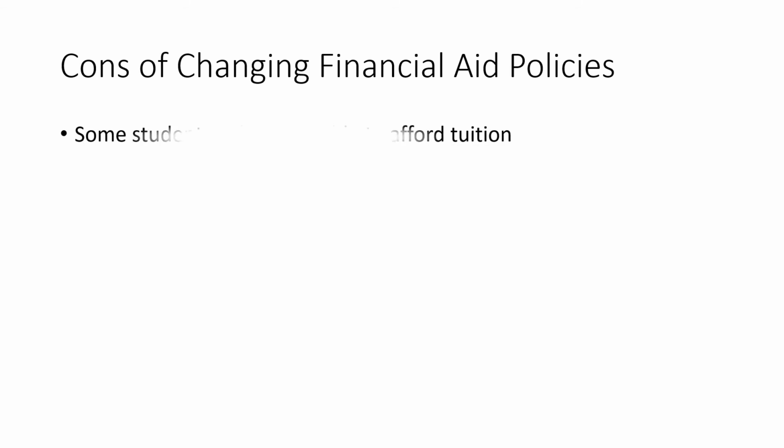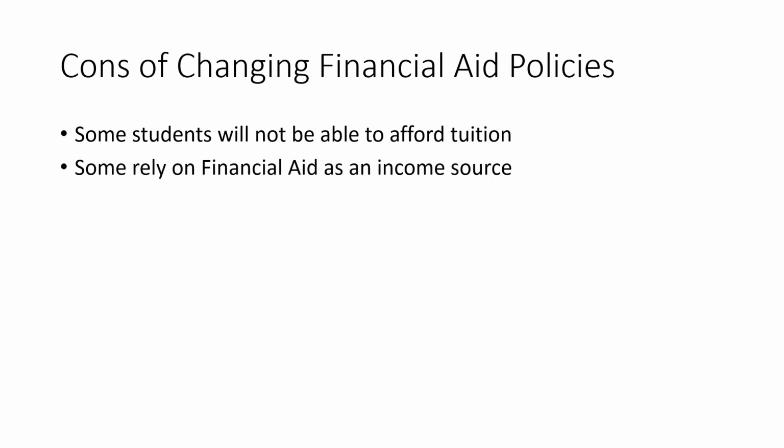Once again, some of these students rely on financial aid as an income source. So they don't only see it as furthering their education, they see it as an extra, I don't know, $5,000 every semester or so. And this helps them with other activities or bills. So they can see it as a job as well.